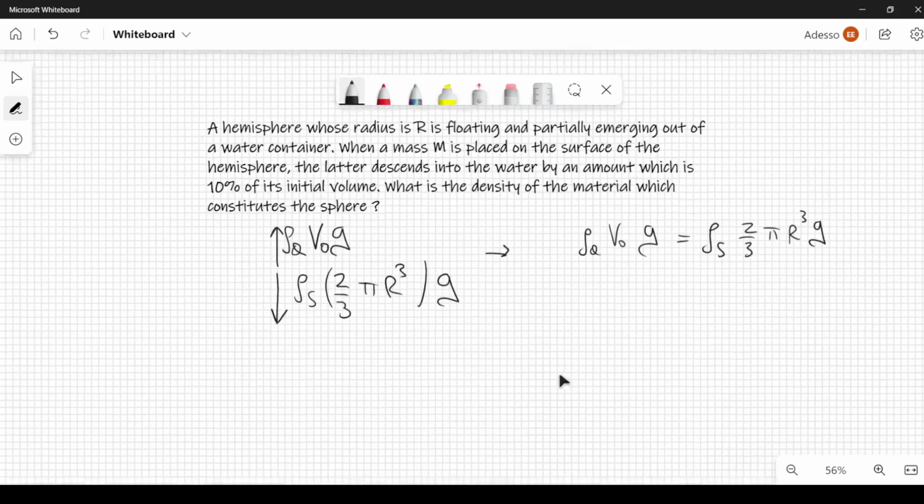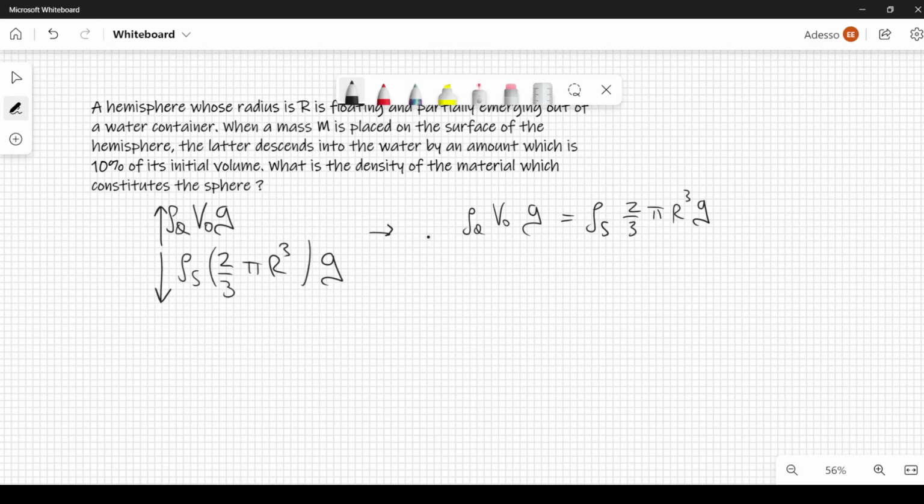Then after we place the mass m onto the hemisphere, it is going to increase the volume which is immersed in the water by 10%. So we know that this force here will increase by 10%. So we will have rho A V0 times 1 plus alpha, where alpha is simply equal to 0.1 in this problem. So this is the percentage that the volume increases. V0 times 1 plus alpha times g.